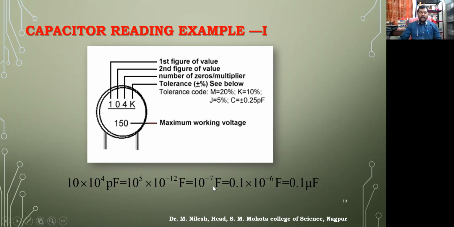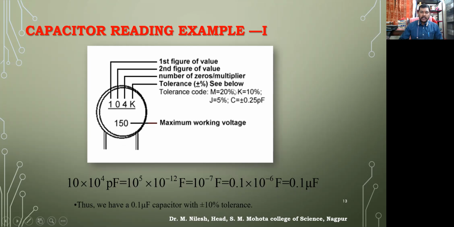So 10 raised to power minus 7 farad, and if I just put one decimal point, I will have 0.1 into 10 raised to power minus 6 farad. And 10 raised to power minus 6, if you remember it, is nothing but micro. So I can write the total value of this as a 0.1 microfarad capacitor, right? And the tolerance is plus minus 10%.